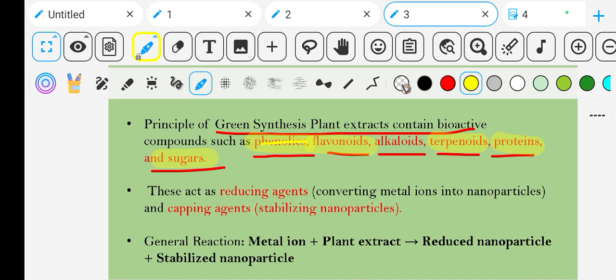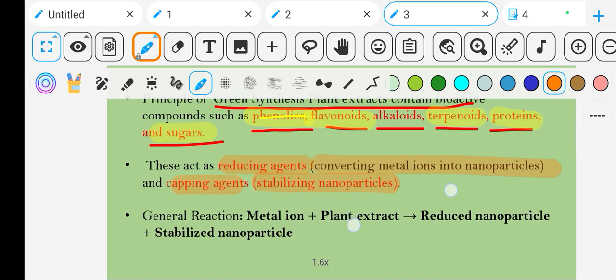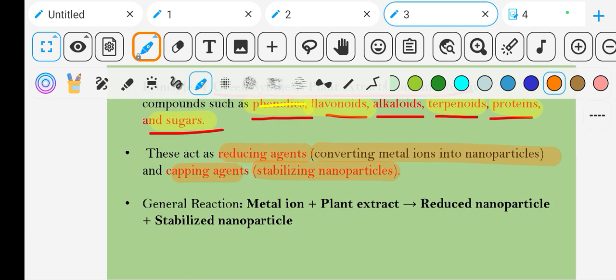So after this, basically these act as reducing agents. We have learned this thing, converting metal ion into nanoparticle, and capping agents are also stabilizing the nanoparticles. The general reaction is metal ion and plant extract. When these both combine, they give you a reduced nanoparticle and a stabilized nanoparticle.